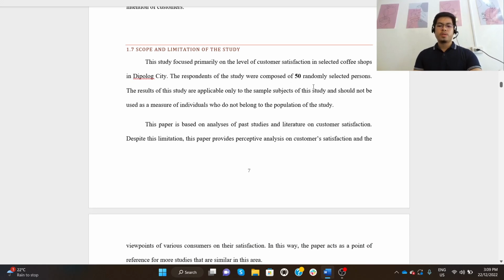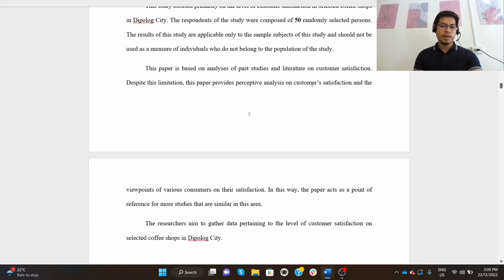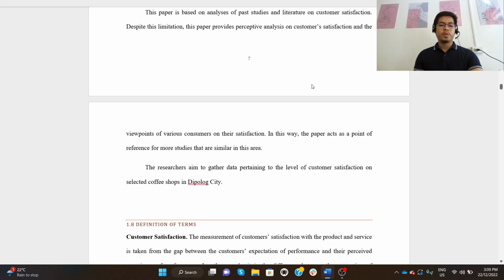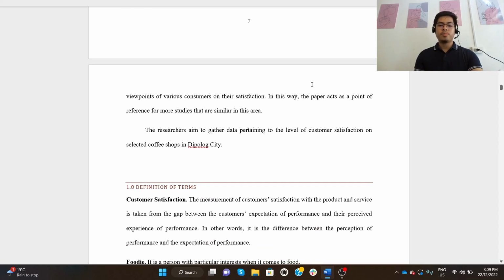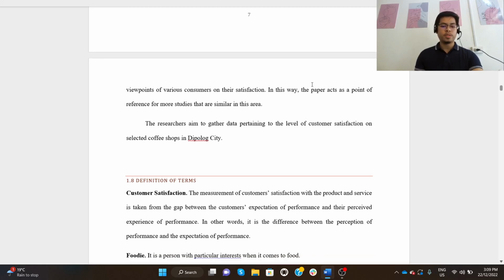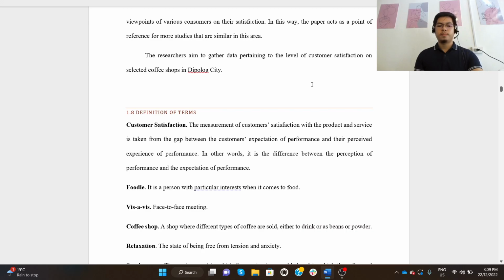This paper is based on analysis of past studies and literature on customer satisfaction. Despite this limitation, this paper provides the analysis on customer satisfaction, and the viewpoints of various consumers on their satisfaction. In this way, the paper acts as a point of reference for more studies that are similar in this area. The researchers aim to gather data pertaining to the level of customer satisfaction in selected coffee shops in the Polog.